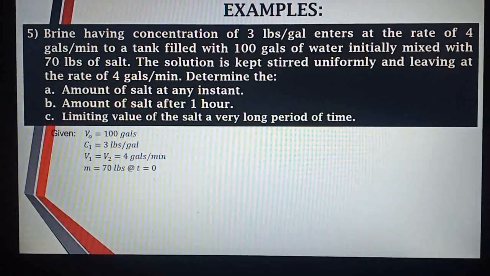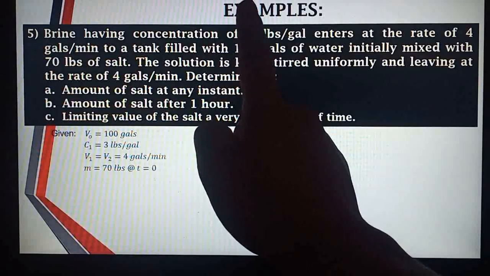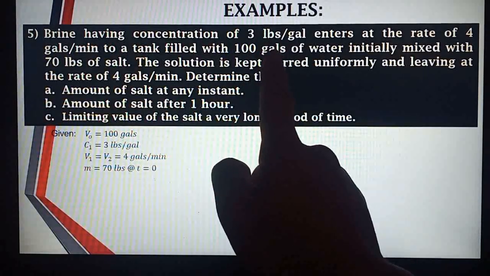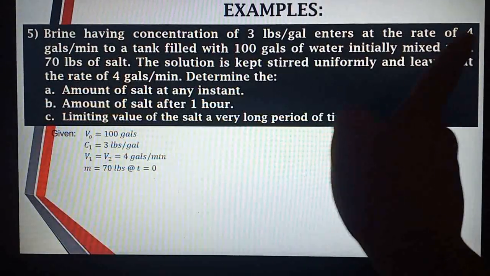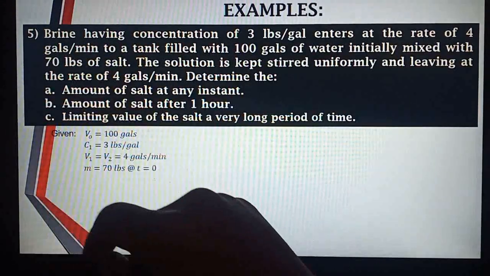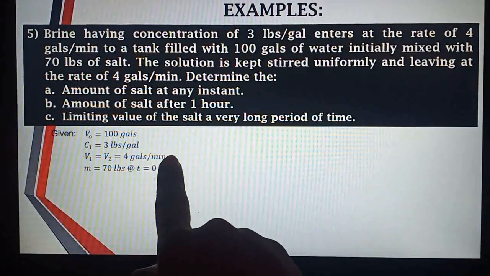Then C1, the input concentration, which is 3 pounds per gallon. Then you have V1 equated to V2, because the problem says it enters at the rate of 4 gallons per minute, then leaves at the rate of 4 gallons per minute. So V1 is equal to V2, which is equal to 4 gallons per minute.